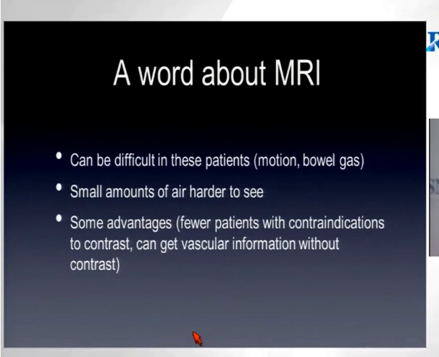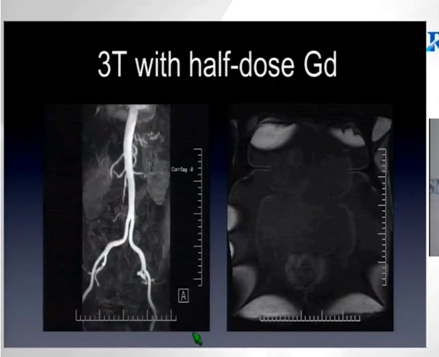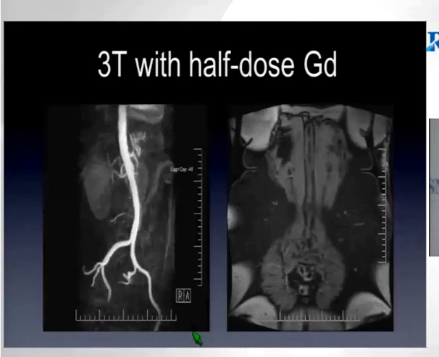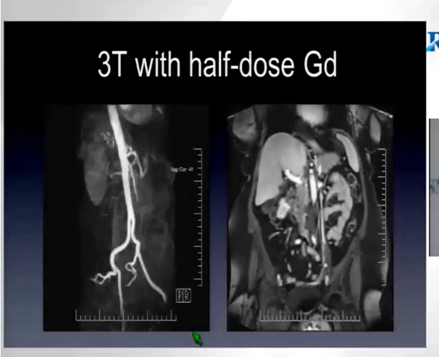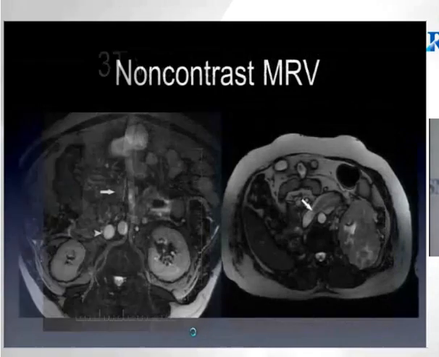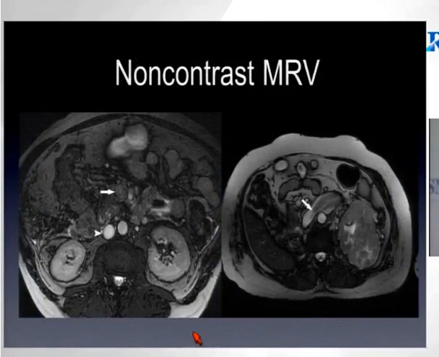So there's fewer contraindications to intravenous contrast, and we can get some vascular information, particularly venous information, without any contrast, which is very helpful if you're worried about venous thrombosis. We've had a lot of luck using 3T scanning with half-dose macrocyclic agents in patients with some renal insufficiency. And then also there's a lot of non-contrast MRV techniques.